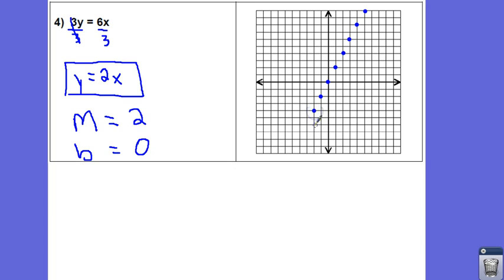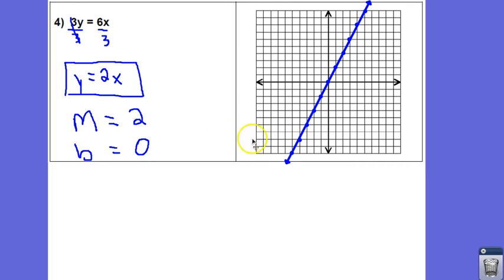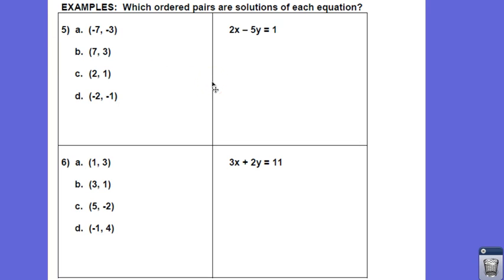And the more you do this, the easier it'll be, to where you can do it without having to draw the arrows. But drawing the arrows is going to help you make sure that you don't make a mistake and go the wrong direction and get your graph going wrong. Okay, so moving on to the next problem.